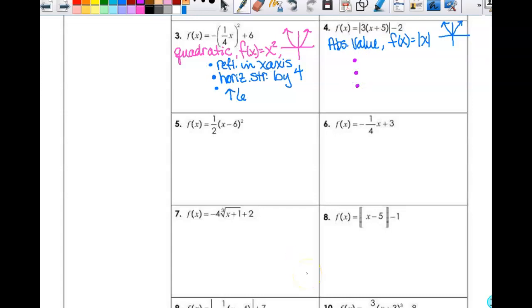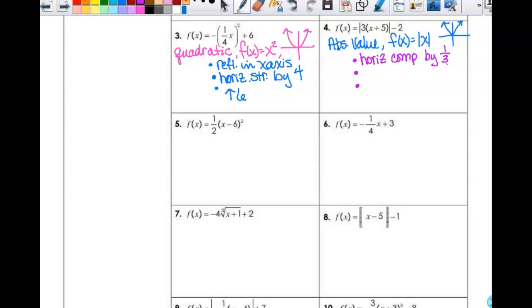The 3 is being multiplied. Is it going to be a horizontal or vertical? Horizontal. It affects x because it happens before the absolute value. Does that make sense? It's like on the inside. So I know it's horizontal. Is it a stretch or compression? Compression. Good, because x lies, so it's a horizontal compression by 1/3.